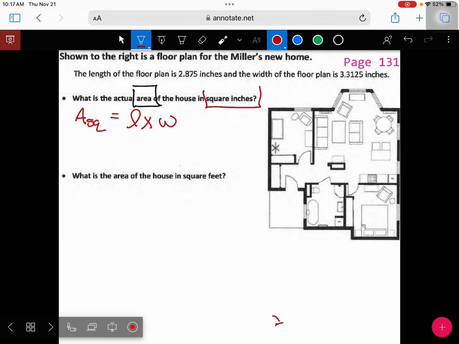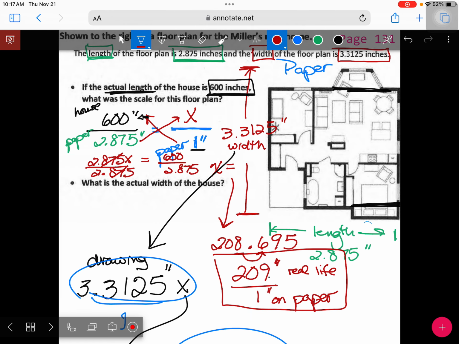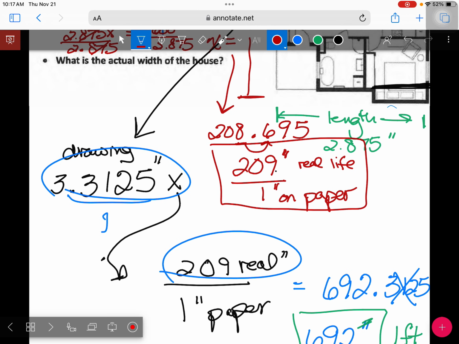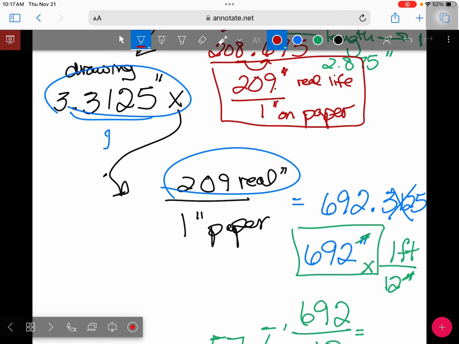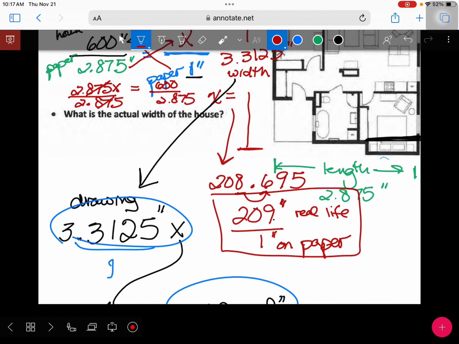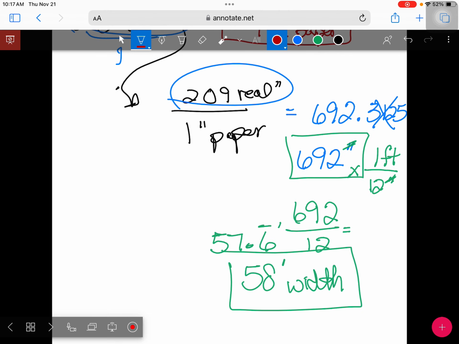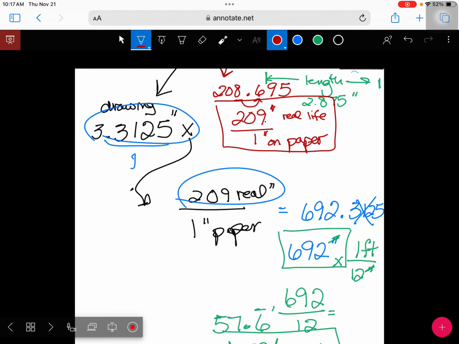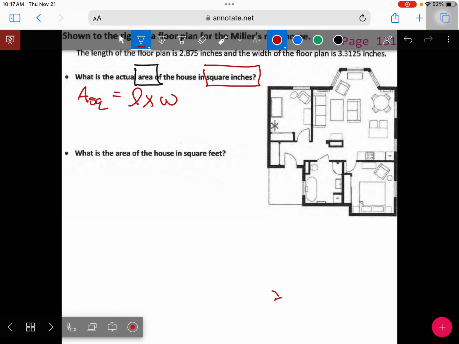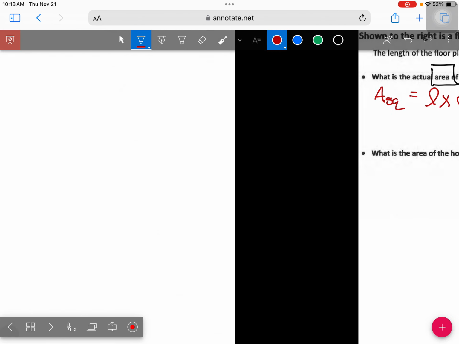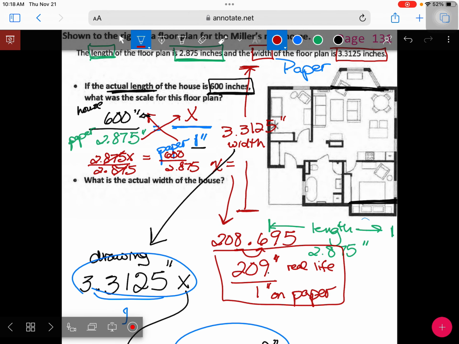We need to find it in square inches. I think we have both of those amounts. Okay? So, where did it go? Maybe we don't. We have 692 inches for the width. We do have that one. So the width, 692 inches. And did we have the length? Actual length? Do we have the length? Yes, we do. What is the length of the house in inches?